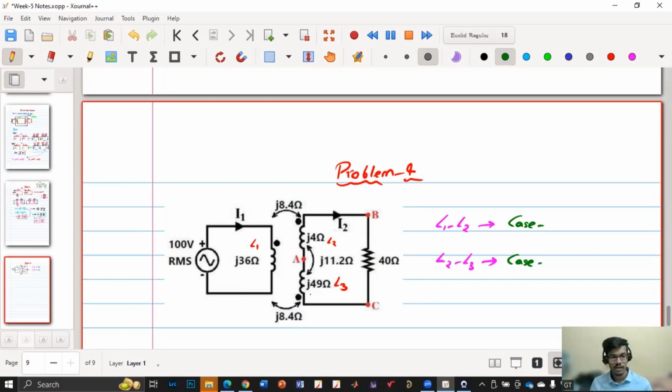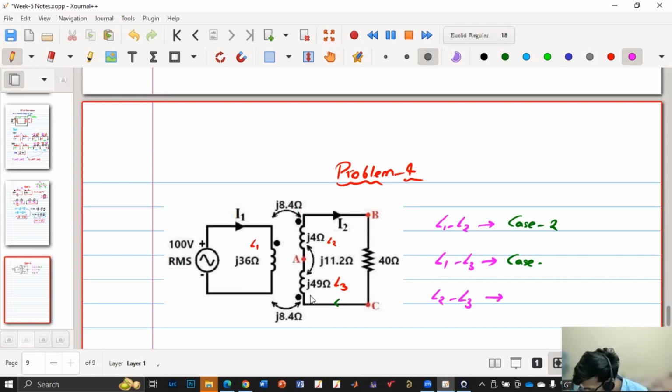One current is entering, one current is leaving the dot. Case 2. And not L2, L3, sorry, it should be L1, L3. Because again, L2, L3 also has some mutual inductance. So L1, L3, L2, L3 also. So L1, L3, current is entering the node.